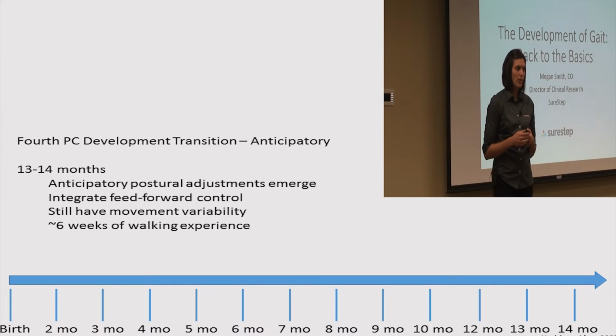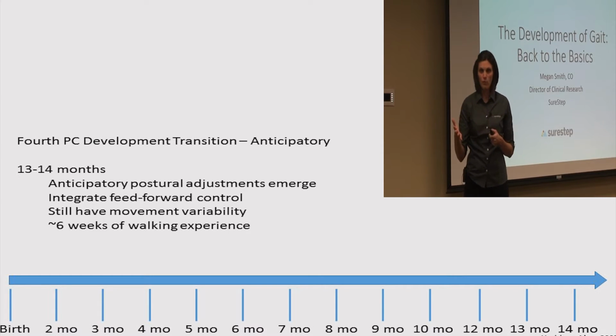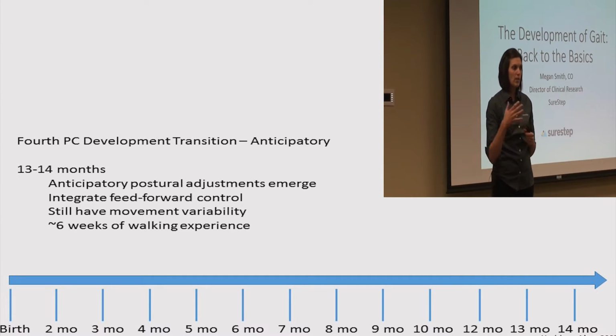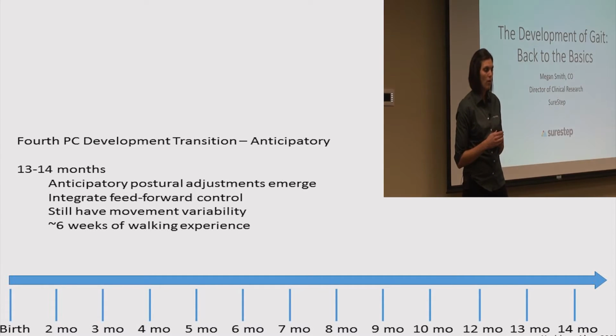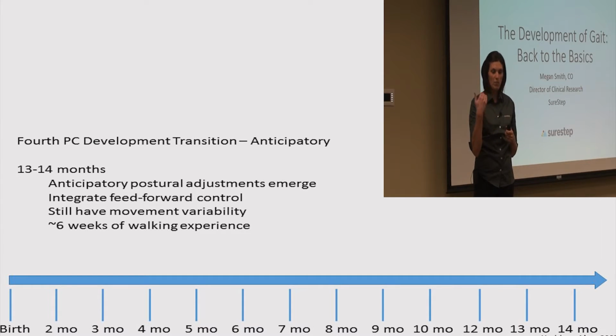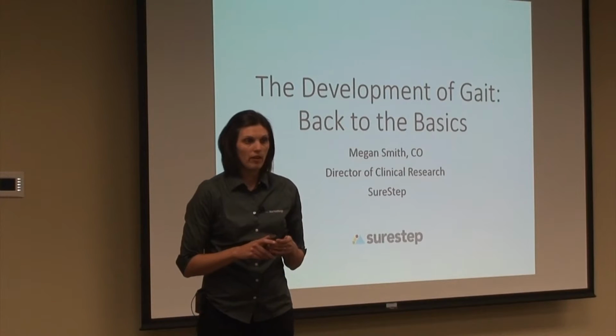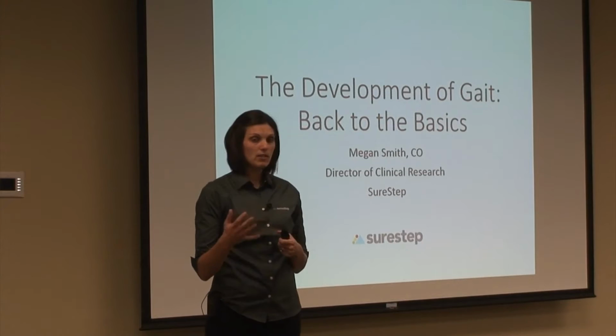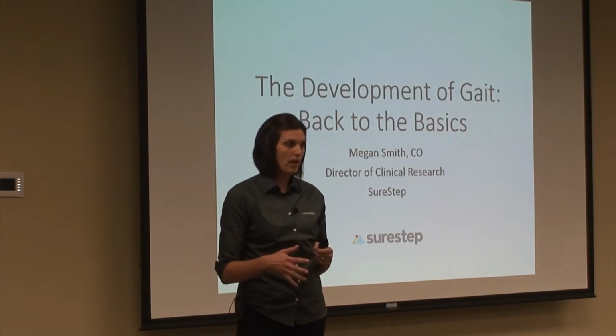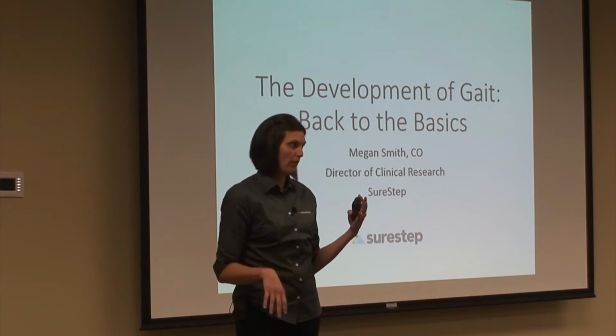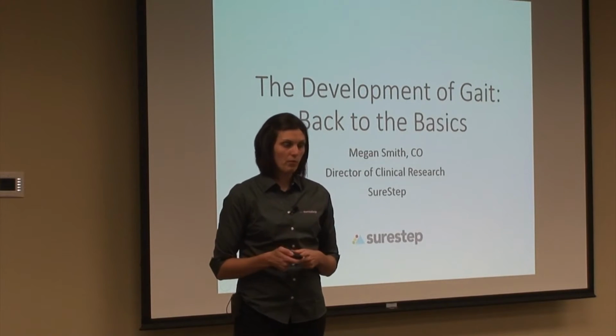So the next transition comes between 13 and 14 months. This kind of coincides with 6 weeks of walking experience. We have more anticipatory postural adjustments, so we go from a feedback system to a more feed-forward system, where we're anticipating what's going to happen and making changes prior to it happening versus just reacting to an external perturbation. But at this age, we still have a lot of movement variability, so we're not consistent yet, and we're seeing a lot of different patterns, but that is only building our repertoire through trial and error of different movement patterns.